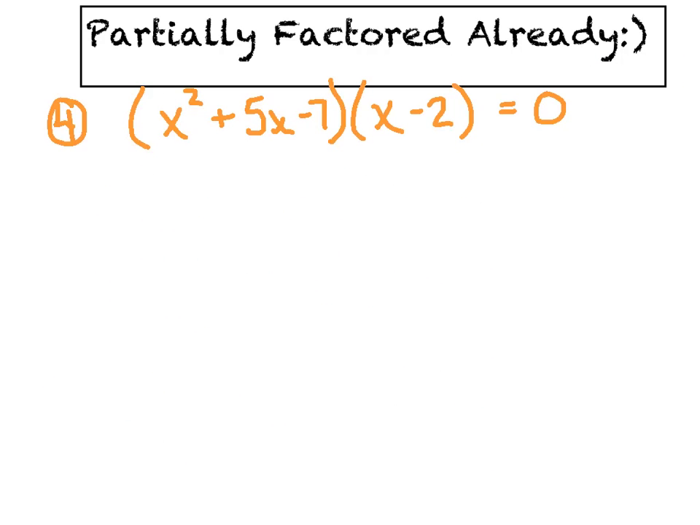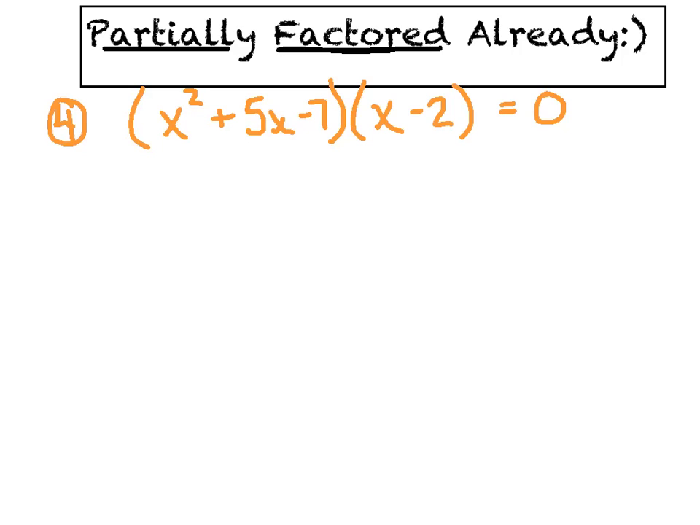Our fourth example is a very interesting problem, and you'll notice the title that I've given this one. We say that this polynomial is partially factored already. They've done some of the heavy lifting for us ahead of time, which was very nice of them. And now they're just asking us to finish factoring it if possible, and then to tee it up and solve it.